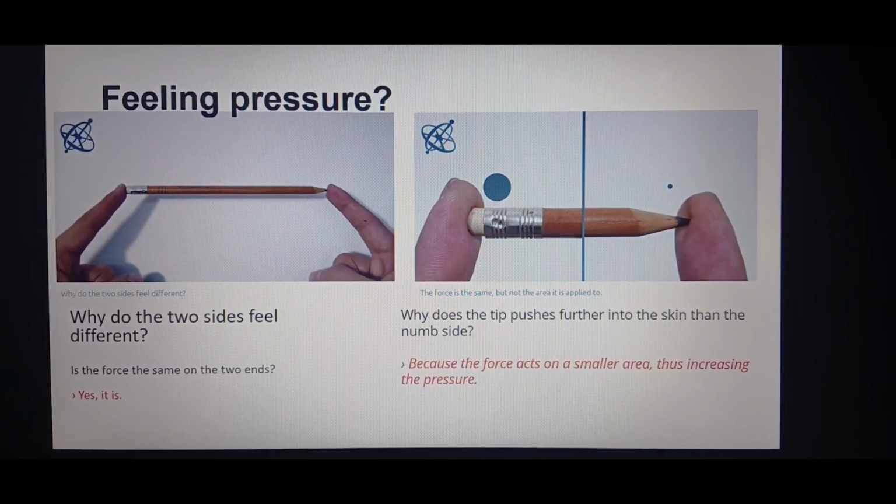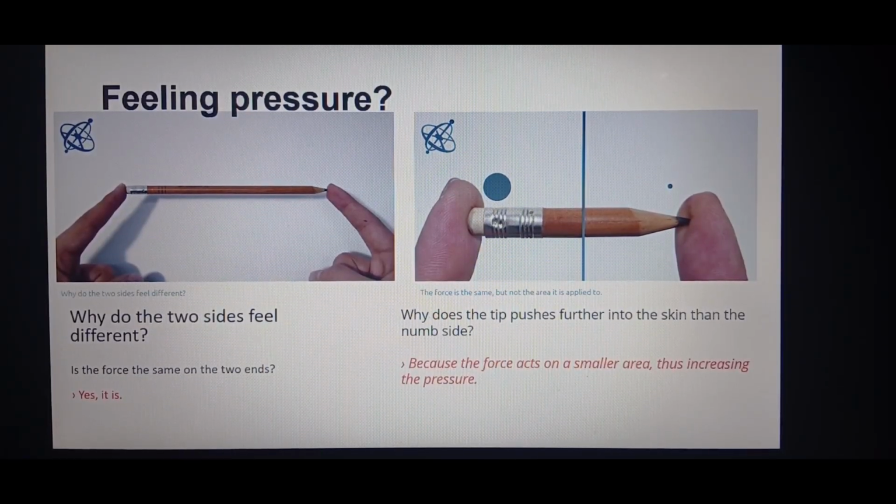If you look at these two pictures, you will see on the left there's a long pencil with a sharp point, and on the right there's a shorter looking pencil with a blunt point. Why do the two sides feel different? Is the force the same on the two ends? The answer is yes, it is.